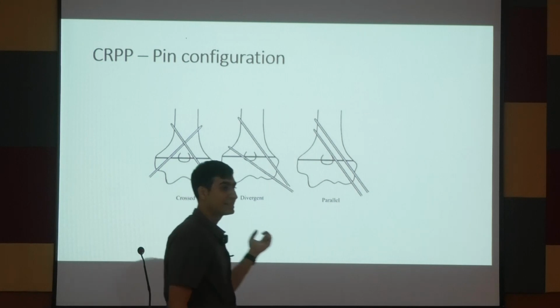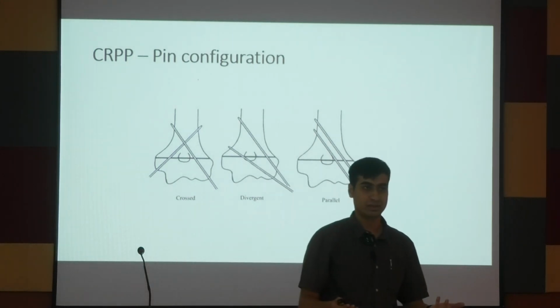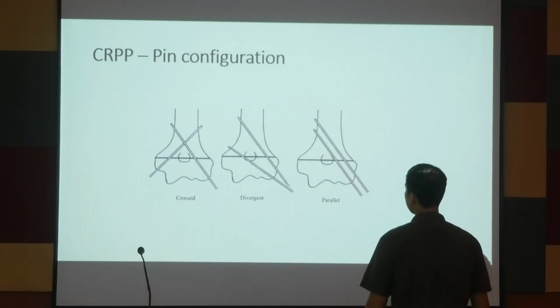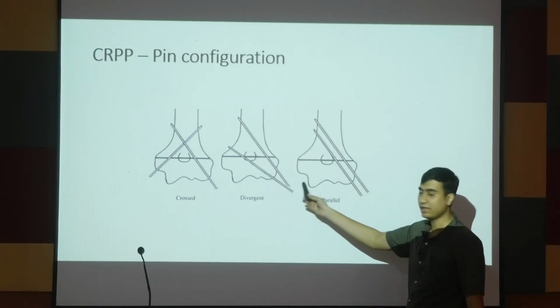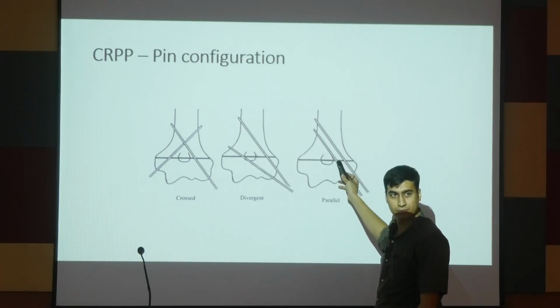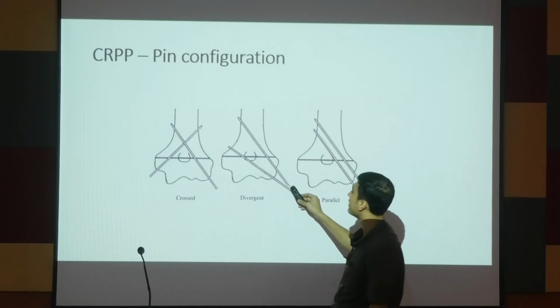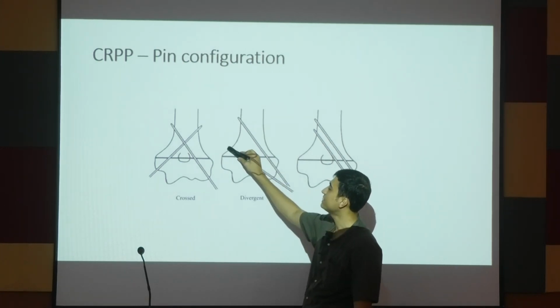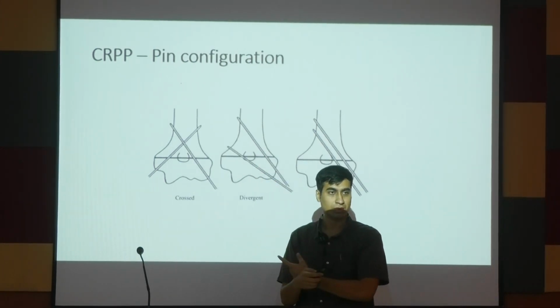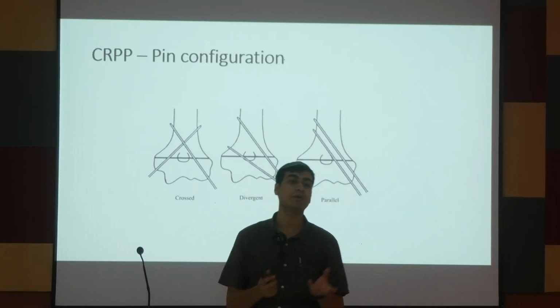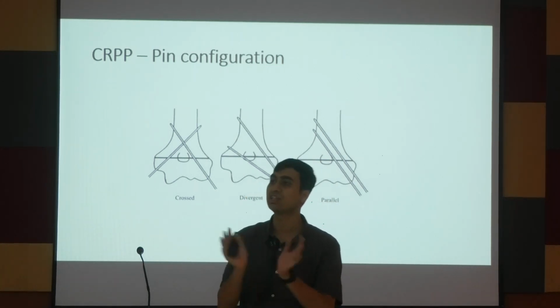Yeah, so this is the next thing. This is how you can put pins. This is the lateral side, this is the medial side. Something called parallel: the 2 pins are parallel. There is something called divergent, means 1 pin is this, 1 pin is this, and something called the crossed pin. So all depends upon what type of fixation you want and what is the reduction you are gaining on table.